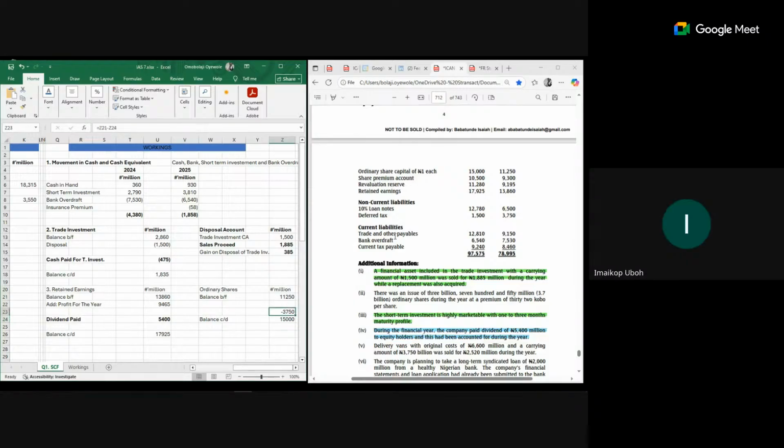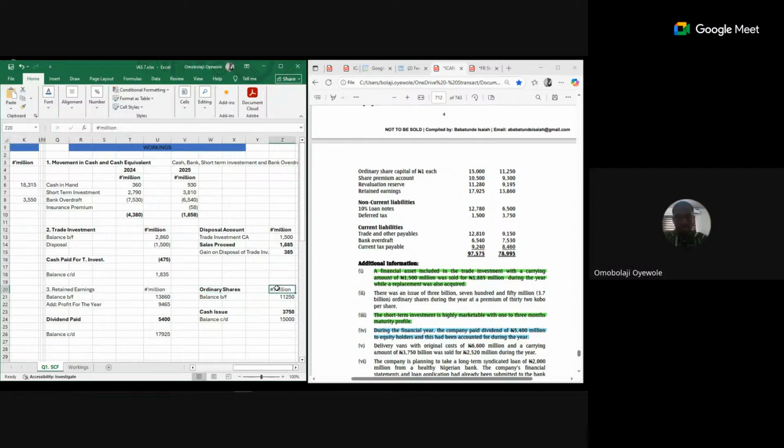3,750. Let me make it like this. Equals this minus this. So you can see, this represents cash issue of shares, 3,750. At the end of the class, I will send the sheet and the recordings for you so that you are going to go through everything again.